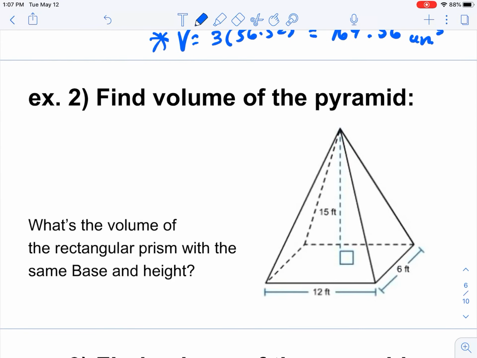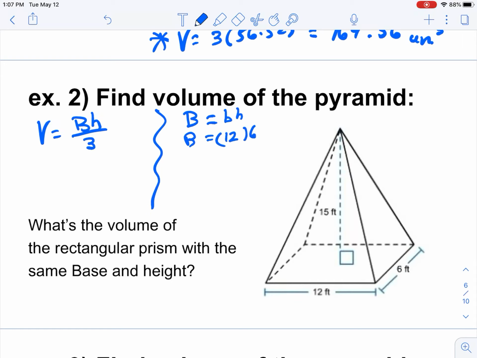Let's try another one. So we're starting with the pyramid. So we know that volume should be the same as the volume of the prism divided by 3. And let's find the big B. So our big B is a rectangle, so it's going to be base times height of the rectangle. So that's 12 times 6, and that makes 72.